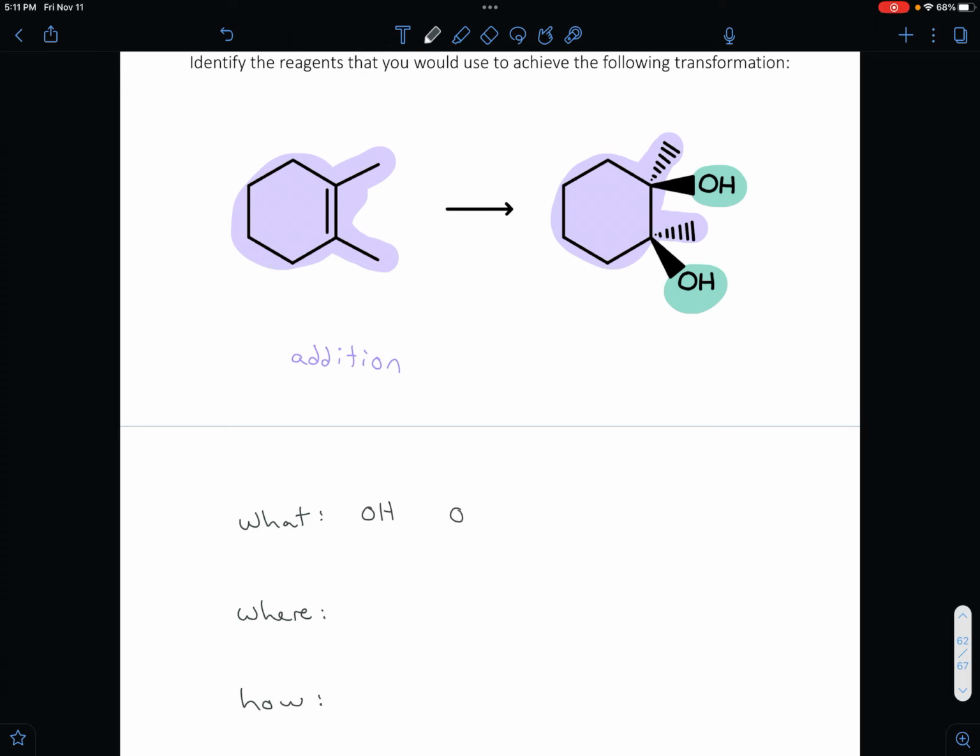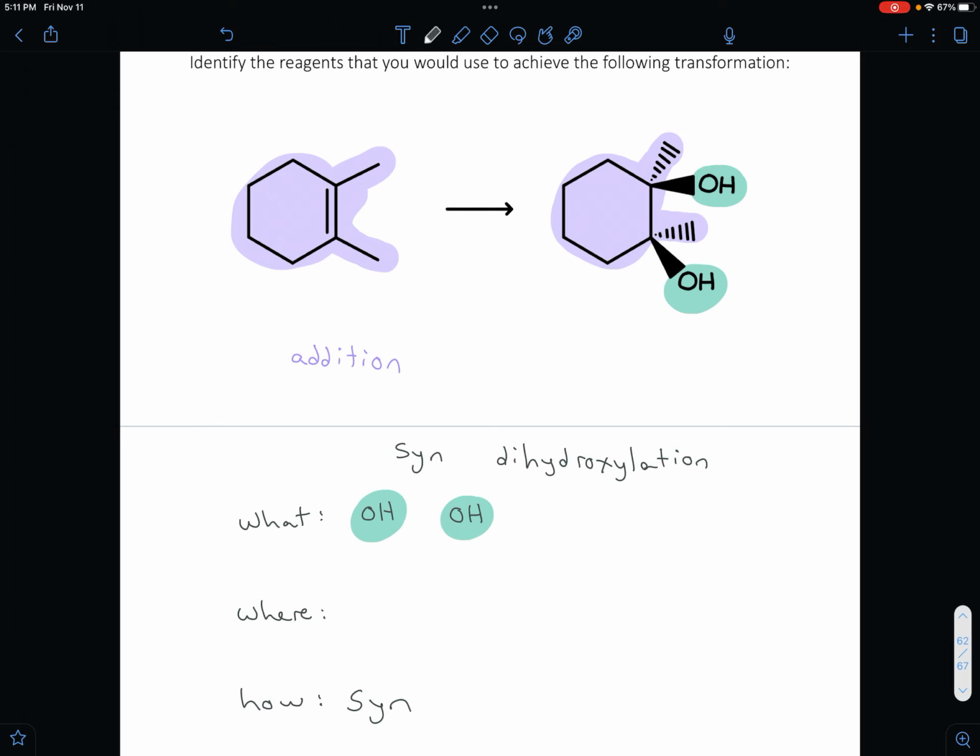We can see those two things that are on the products that are not in the starting material are the two OHs. So this is another type of dihydroxylation. A hydroxyl group is just an OH group, and we're adding two OH groups, so dihydroxylation. When you look at the bonding to the OH groups, you notice they're both coming out at you. They're both going in the same direction. And so these were added syn to each other. So this is syn dihydroxylation.